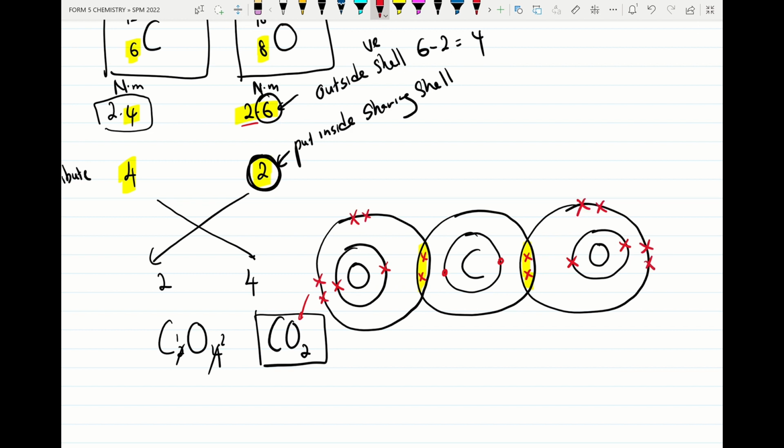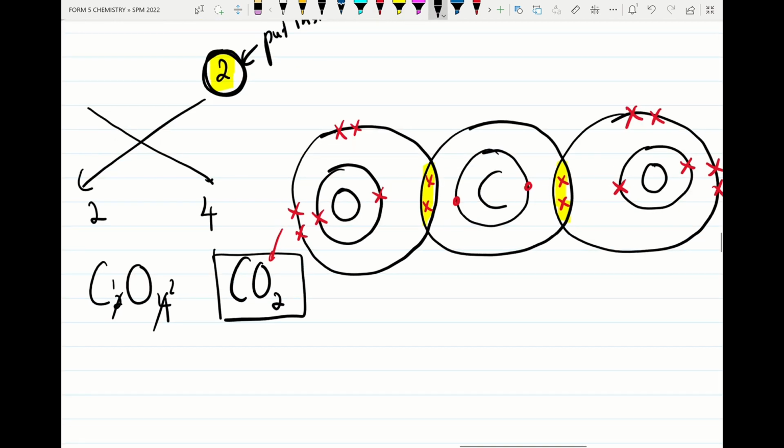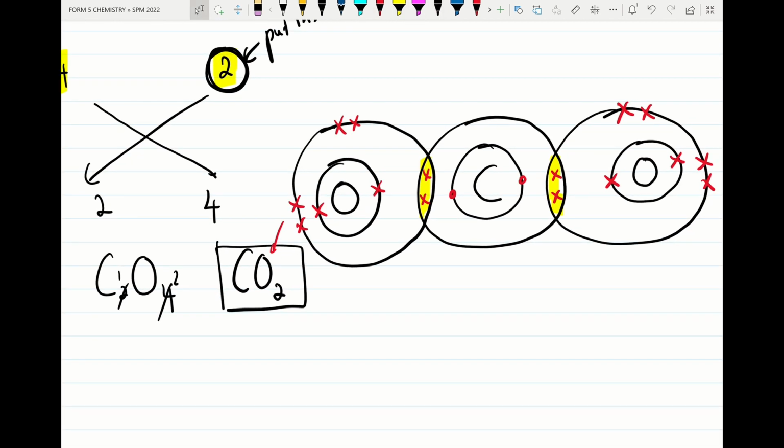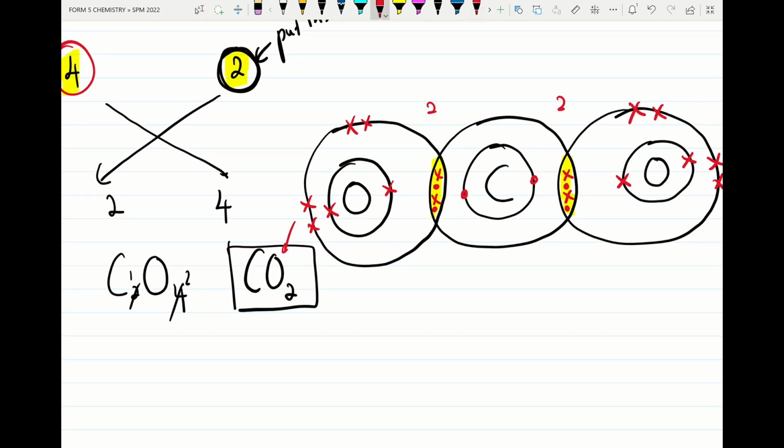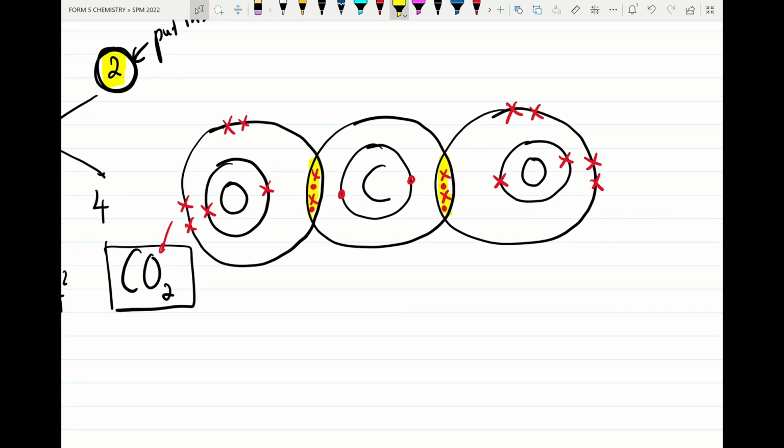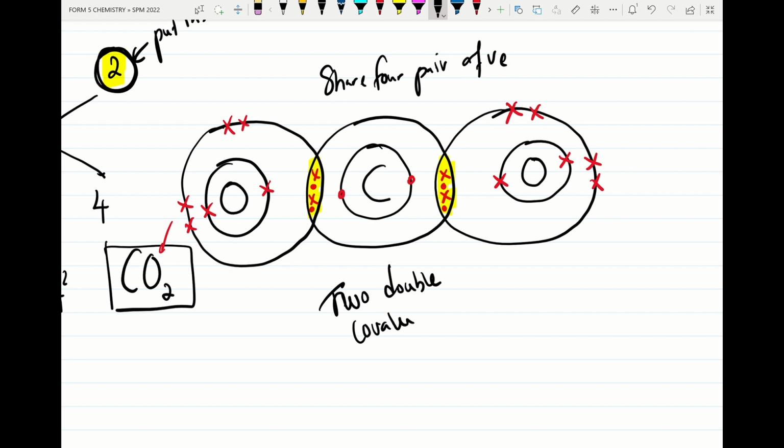So next we check: if oxygen gives 2 electrons for sharing, carbon also must give 2 electrons for sharing, so they will share mutually. So here we put 2, so here we put 2, so carbon contributes 4 electrons for sharing, and the total will be 4, and they form 2 double covalent bonds. All right, so here they share how many pairs of valence electrons? 1 2 3 4. They share 4 pairs of valence electrons, forming 2 double covalent bonds.